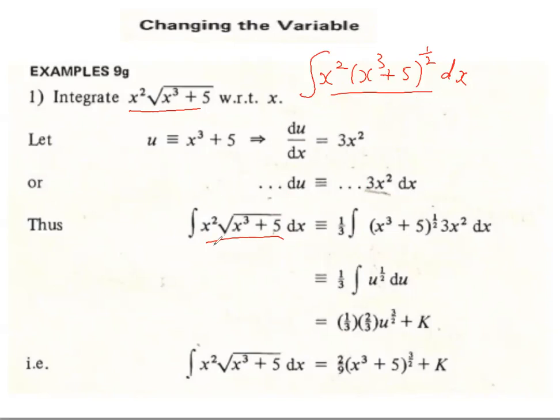Now, our original function, look here. Isn't it the same as this? The x cubed plus 5 to the half, that's this piece. The dx is this dx. Now, notice the x squared matches the x squared. This 3 and this 1/3 will cancel out. So we actually rewrite our original integral in terms of this 3x squared dx.